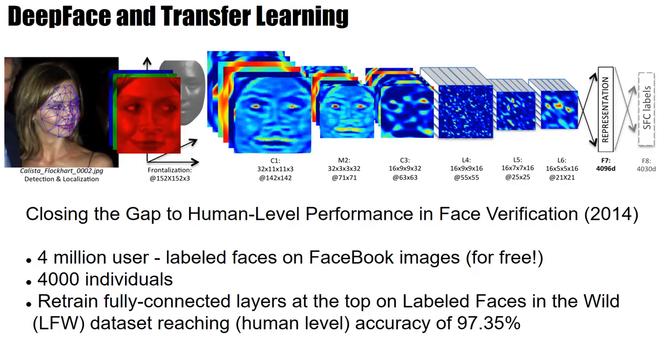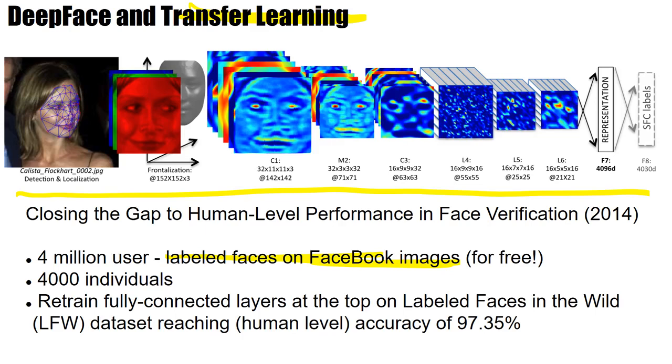And here's a variant of this transfer learning. In that example, the task was to do face recognition or face verification. And what this group used was the labeled faces on Facebook. Now, users label images that they put on Facebook. 4 million users have labeled images. There were several thousand individuals. And this information was used to train up the big network shown here.